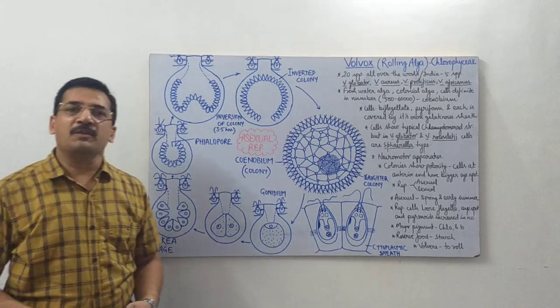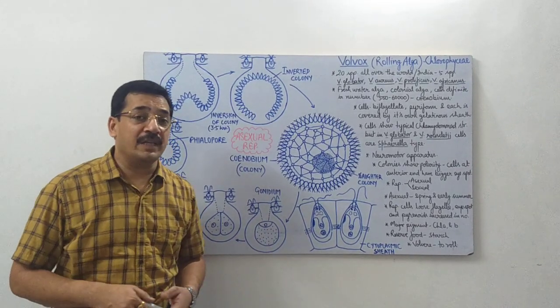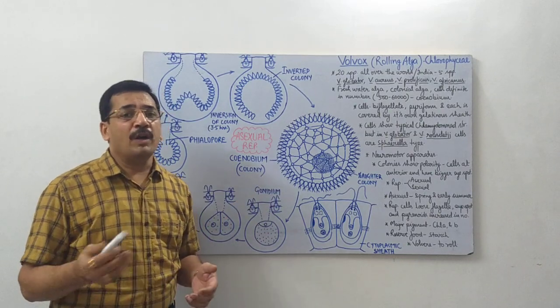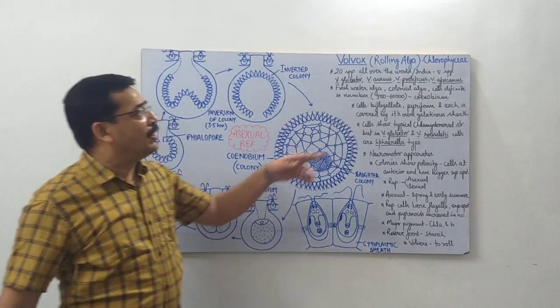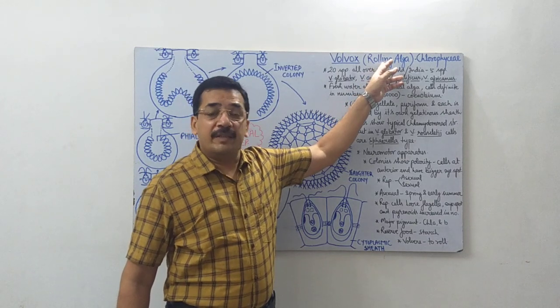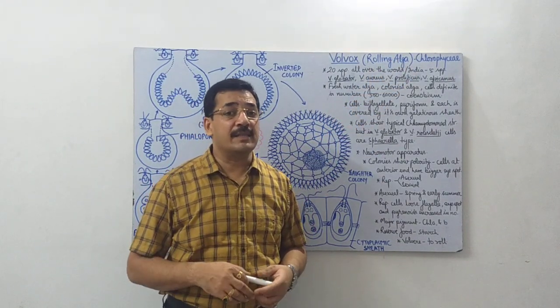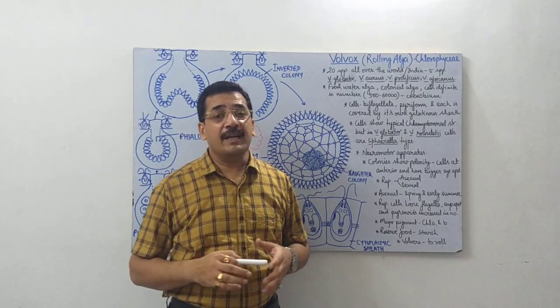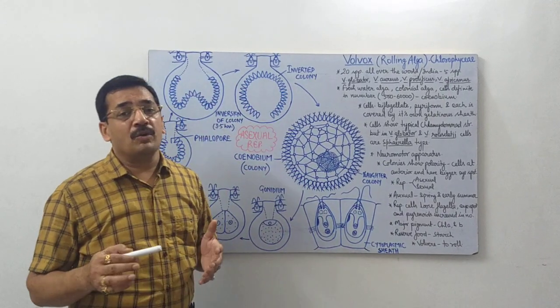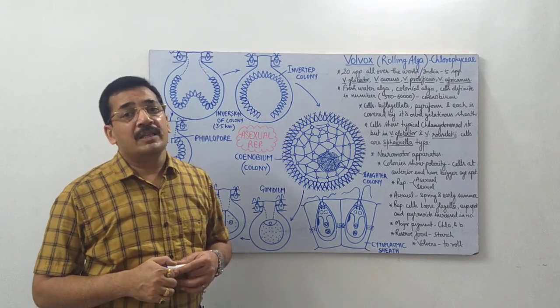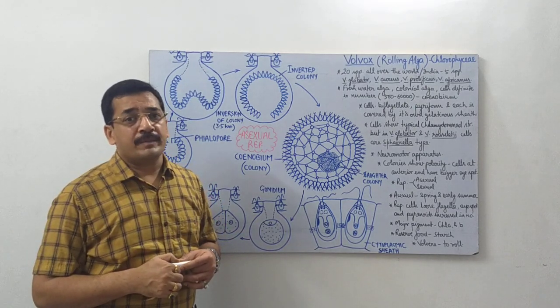In this video, we are going to discuss the life cycle of an important green alga, that is Volvox. Volvox is commonly known as rolling alga. This alga is a member of class Chlorophyceae, that means it is green in color, and here the major pigments are chlorophyll A and B along with starch as a reserve food material.